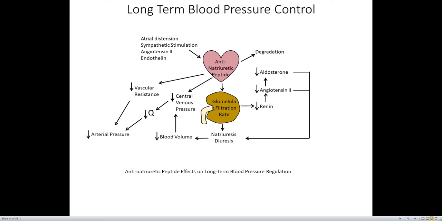There's going to be a decrease in aldosterone. There's going to be a decrease in angiotensin II. There's going to be a decrease in renin. All of these are going to decrease volume reabsorption and decrease vasoconstriction, which are ultimately going to decrease atrial pressure, decrease blood pressure. So just pay attention to this figure and think about it a little bit.